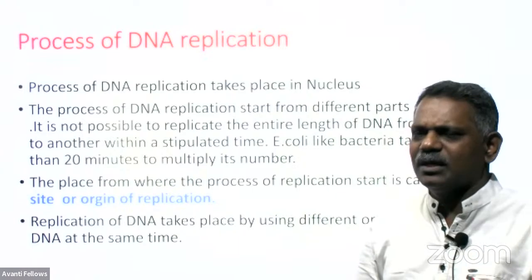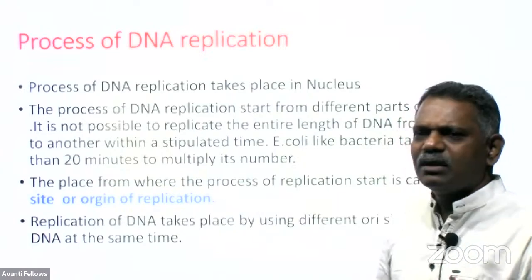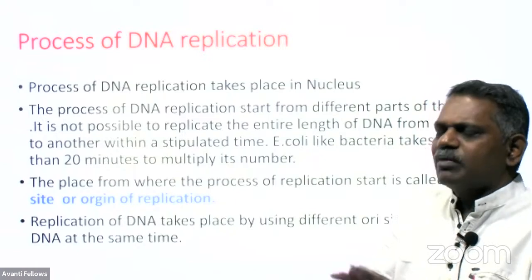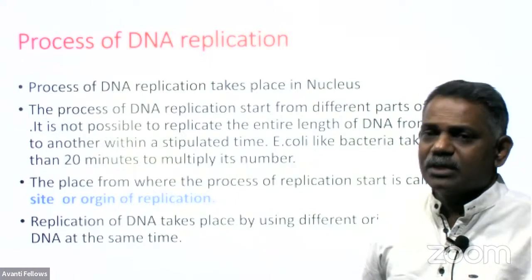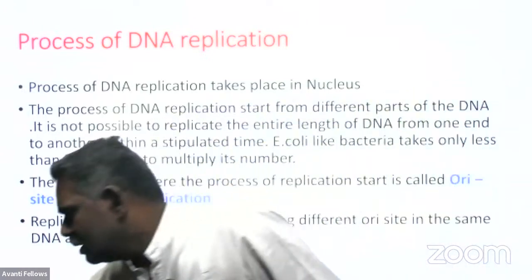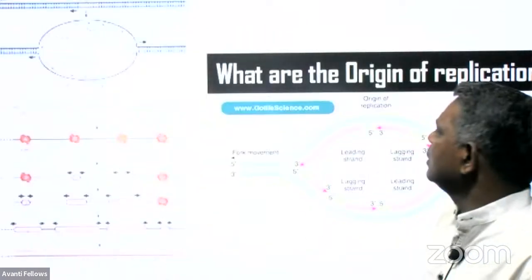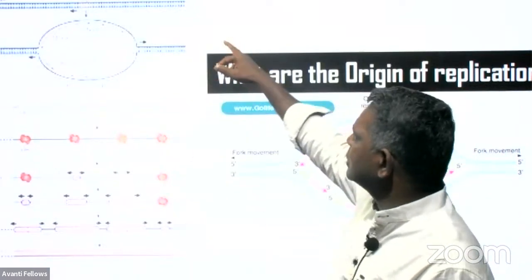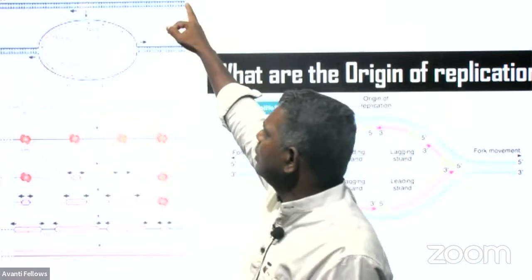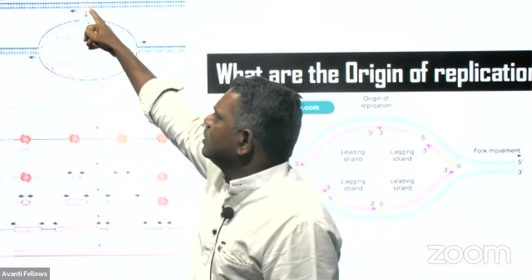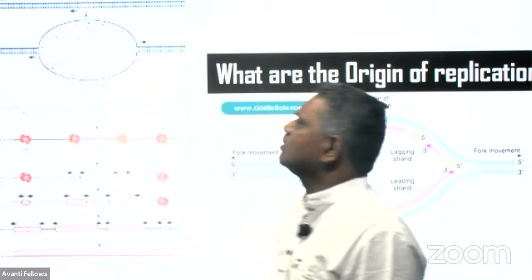What is the ori site or the origin of replication? This is the place in a DNA from where the real process of DNA replication originates, right? And see the process here. Here, this is the DNA molecule, a double-stranded DNA molecule. It can start from the end, or it can start from some other areas of the DNA.